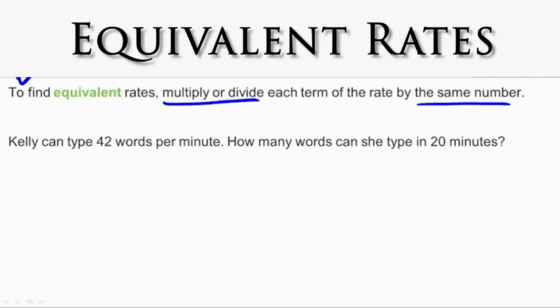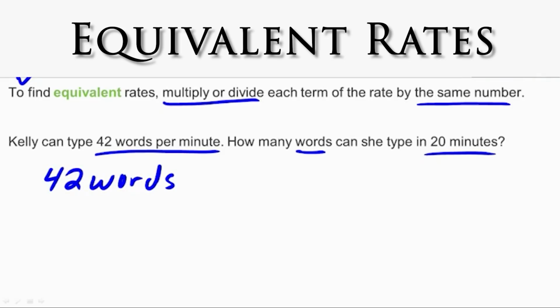Let's put this to use with a sample problem. Here we have Kelly who can type 42 words per minute. How many words can she type in 20 minutes? Now in order to solve this problem, the first thing we do is write down the unit rate. We know that Kelly can type 42 words per minute.